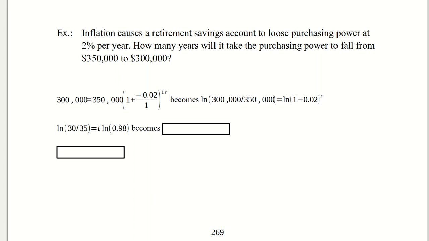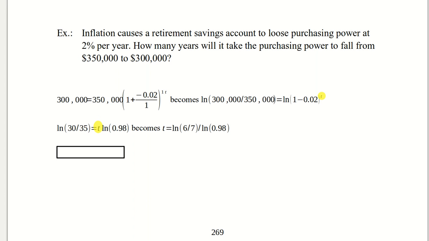The natural log allows the exponent to become a coefficient, and of course we care about that because that exponent is our variable. That's the thing that we want to get by itself. So we want to know what that t is. Right now it's attached to the natural log of 0.98 with multiplication. We're going to undo that multiplication with division. So there is our exact value, the natural log of 6/7 over the natural log of 0.98.